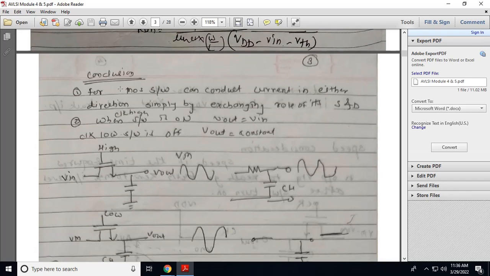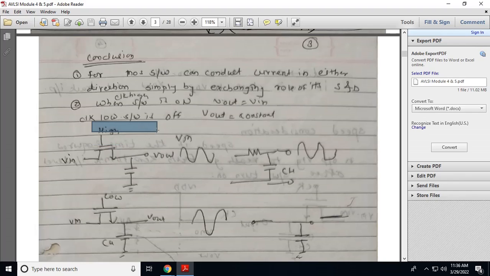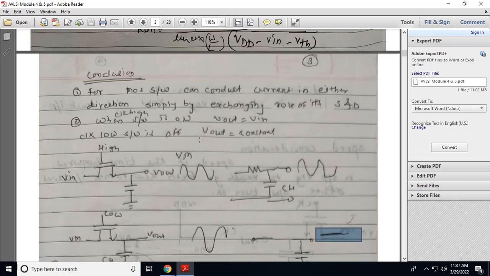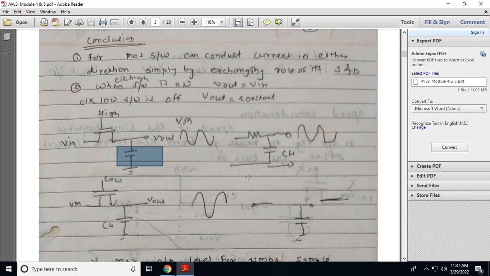Now see this, whenever this clock signal is high, the transistor is turned on, so the switch is closed and the output is equal to the input. So this is the circuit for this. Whenever this clock signal is low, the transistor is off, so the switch is off, so the output holds a constant value that was previously stored. So this is a switched capacitor circuit. We are using a MOSFET as a switch and a capacitor.